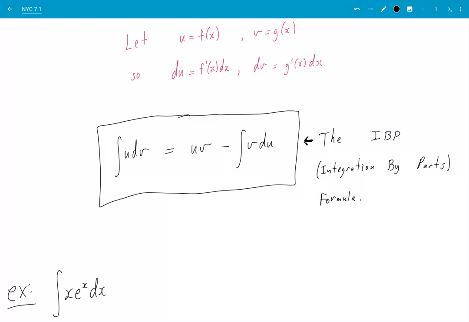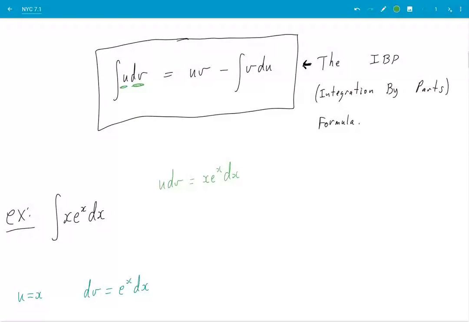So the first thing we're going to do is choose u and choose dv so that u dv equals this thing here. So I need to choose u and choose dv so that when I do the product, I get x e to the x dx. Okay, so my choices are u is equal to x, and dv is equal to the rest of it. Notice that I do indeed get this. And that is extremely important to check.